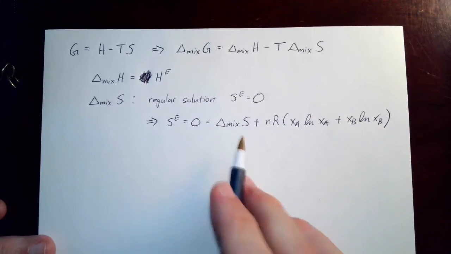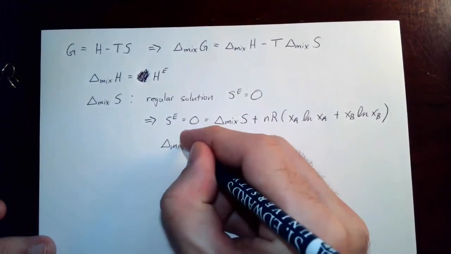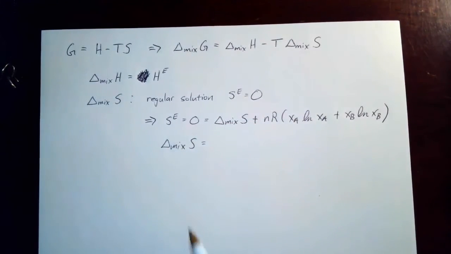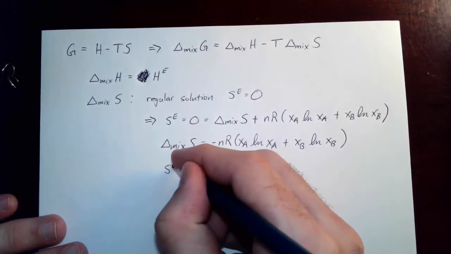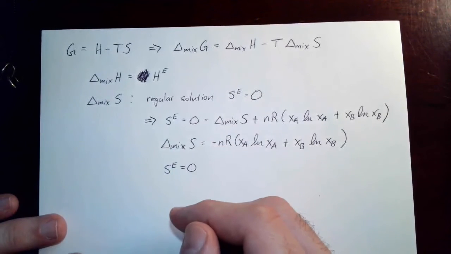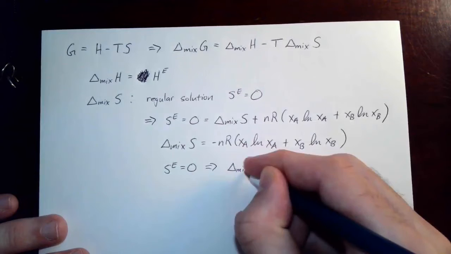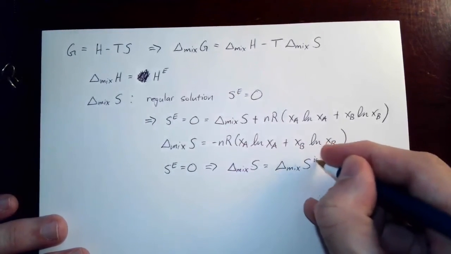All right, and then I can solve this for delta S by subtracting this over, so the minus sign comes back. So saying that the excess entropy is 0 is the same thing as saying that the entropy of mixing is equal to the ideal entropy of mixing.